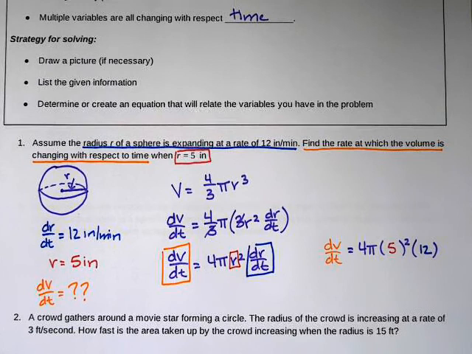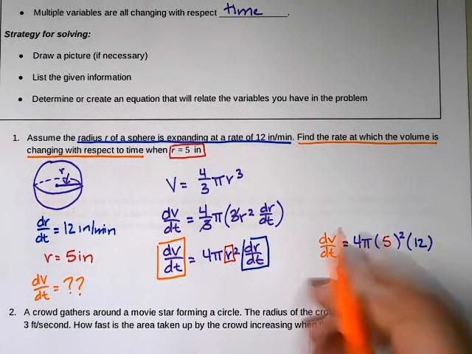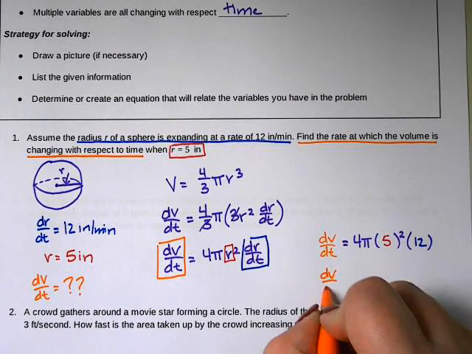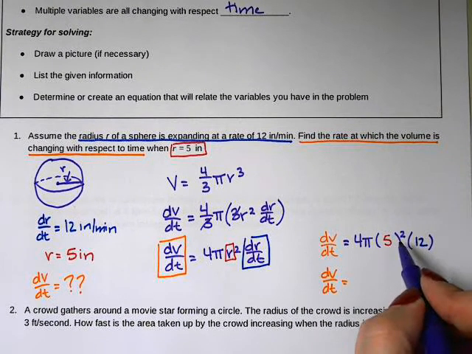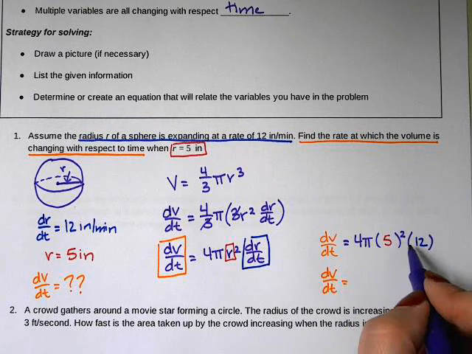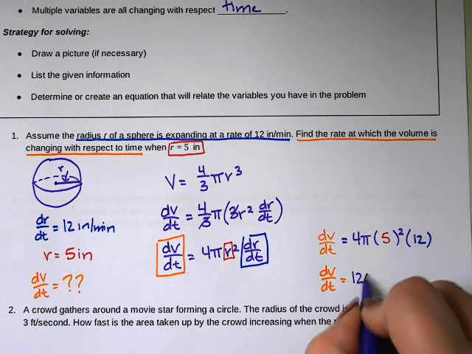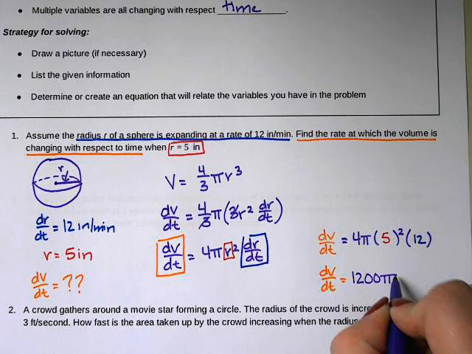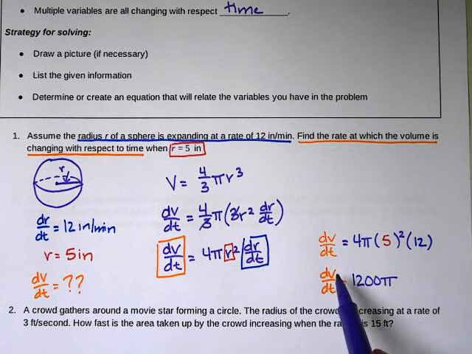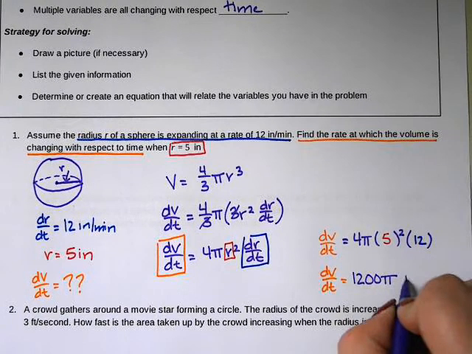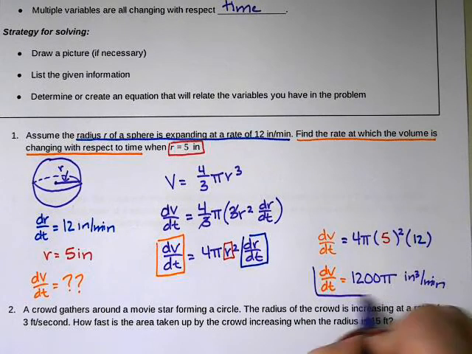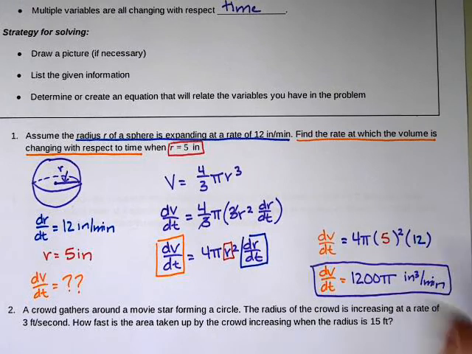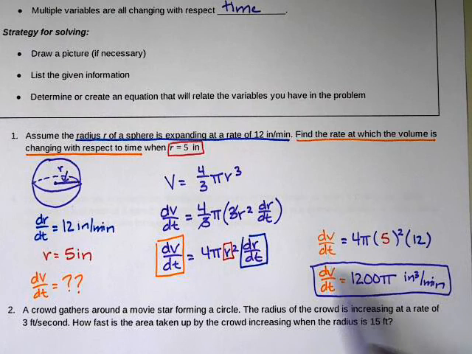So now what we have to do is actually simplify that out. So dV/dt is going to equal, let's see, 5 squared is 25, times 4 is 100, times 12 is going to give me 1200. So it's 1200 pi, and then I need my units. Since this is the rate at which the volume is changing, I know that this is going to be inches cubed per minute. Again, we're finding a rate, so you need to make sure that your units actually indicate that it's a rate, and the correct units. Since it's volume, it's inches cubed.